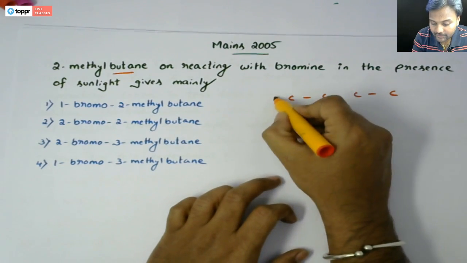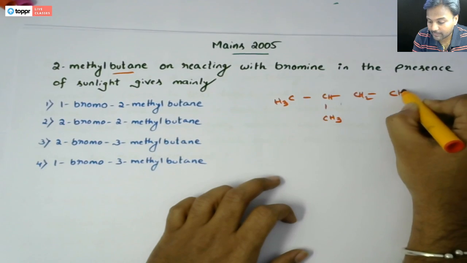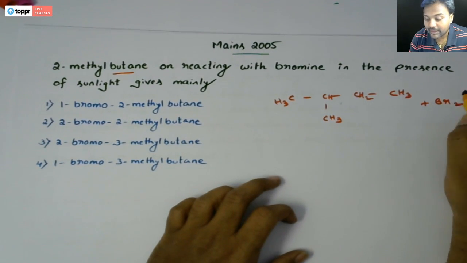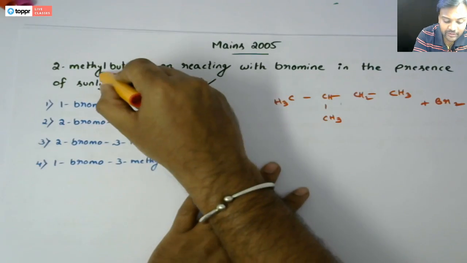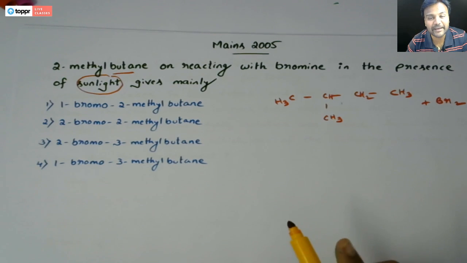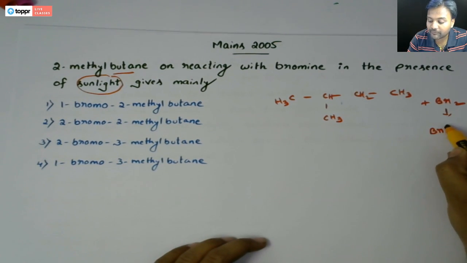2-methylbutane. Yes, I have written it. Now I'm just making up the valencies of the carbons, right? When treated with bromine in the presence of sunlight. So whenever you see "in the presence of sunlight", what do you remember? The mechanism happens by free radical substitution, right? Free radical substitution mechanism means the bromine is broken down to form the free radical.